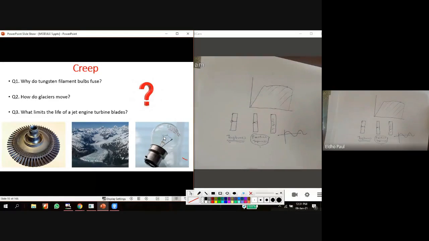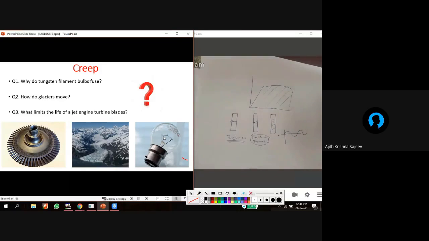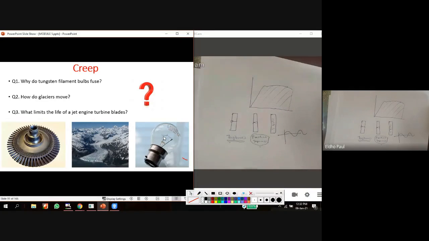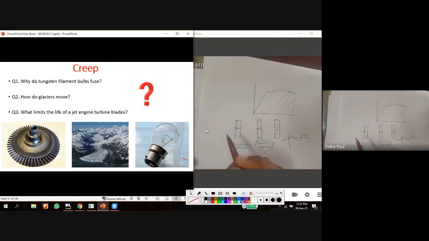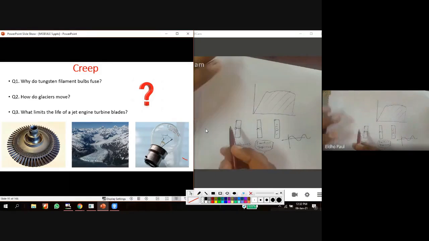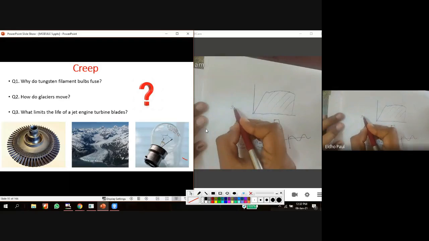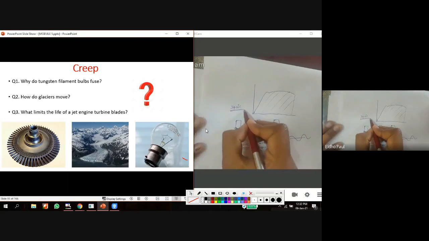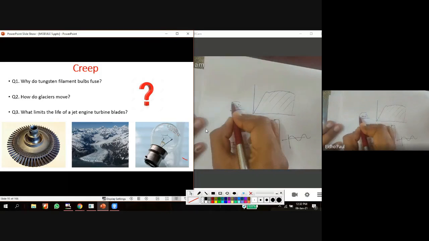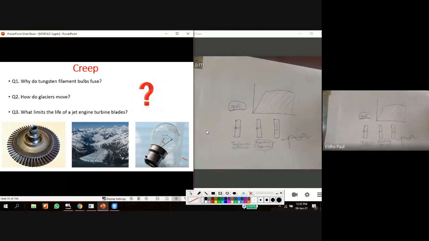What is the reason for the tungsten filament fuse failure? Because of the heat generated inside? No, it's not because of the heat generated. The melting point of tungsten is around 3,400 degrees Celsius. It's a very high melting point for tungsten.